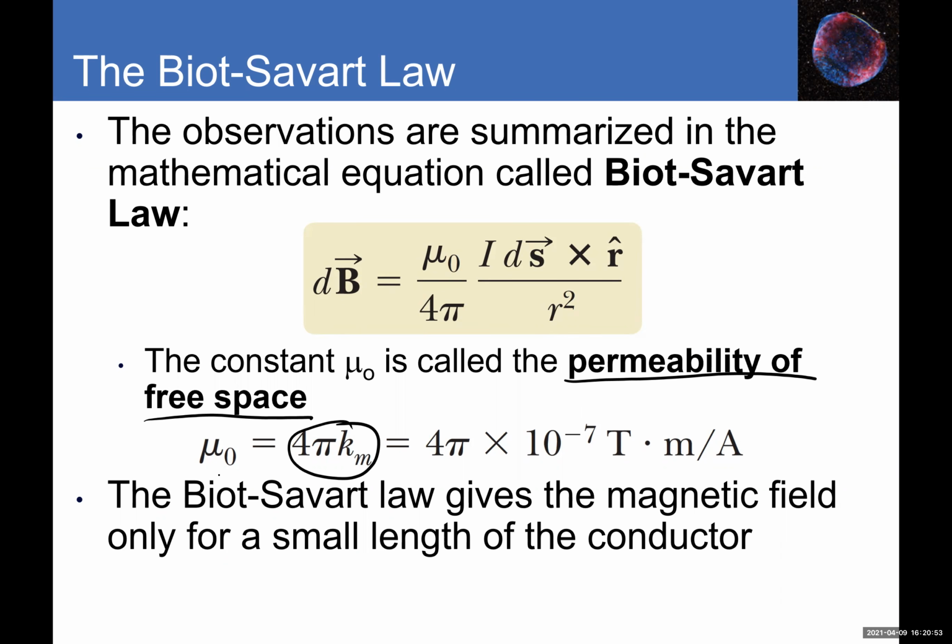You can say it equals 4 pi times km, where km is basically a magnetic constant. You can calculate 4 pi times 10 to the negative 7, and if I'm not mistaken I get about 1.26 times 10 to the negative 6. But most of the time you can just leave it like this, because the 4 pi's can cancel out, and you have a much simpler calculation. Again, the Biot-Savart law gives the magnetic field only for a small length of a conductor, and then we need to integrate both sides to get the contribution from everything inside your system.